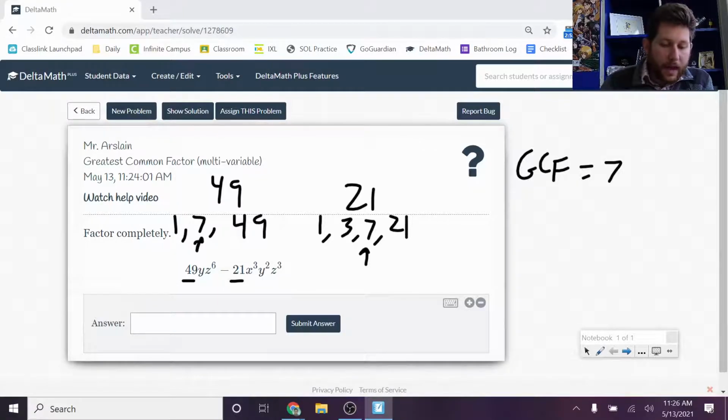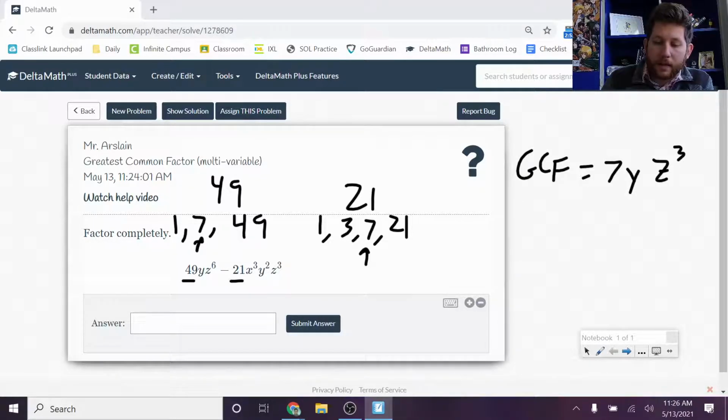Next, I'm going to look at the x's. Notice I don't have an x. I've got x cubed here, but no x over here on the left. So no common terms there. I do have some y's. Notice my lowest exponent here is 1, though we don't write the 1, so I just have 1 y. And then z, my greatest common term here, is going to be z cubed. Okay? So there's my greatest common factor.